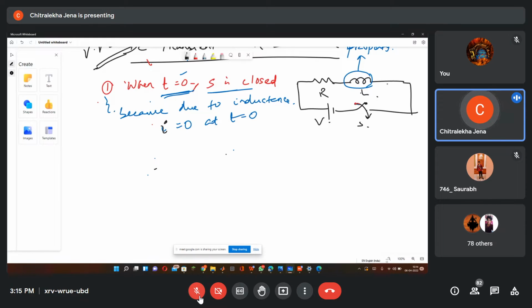Now, when I close the switch, what will be the equation in the circuit? What will be the current equation? Tell me.